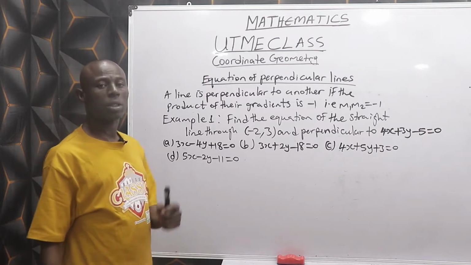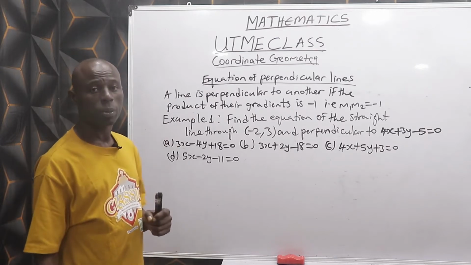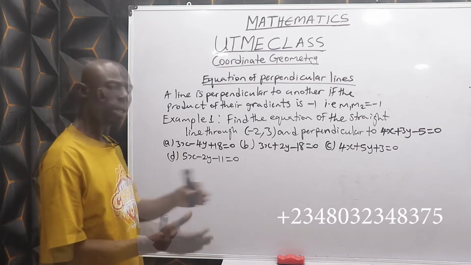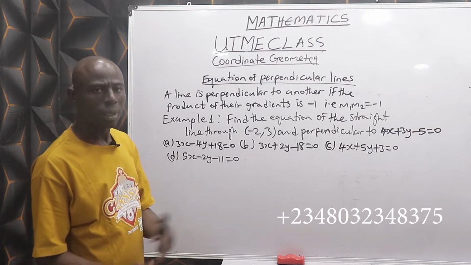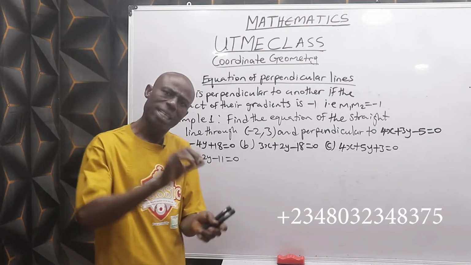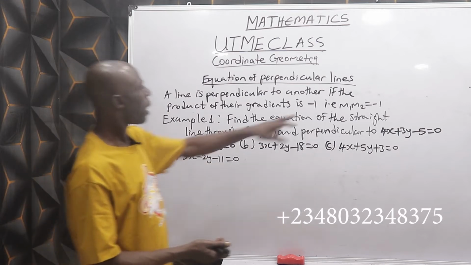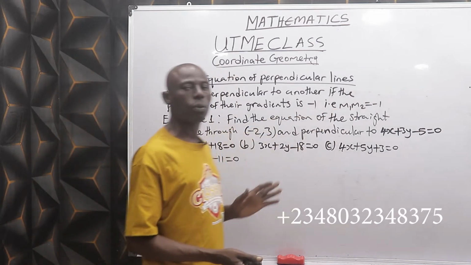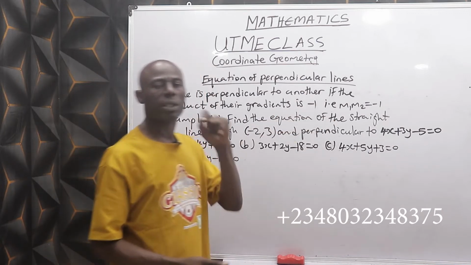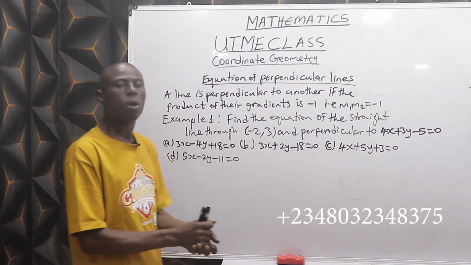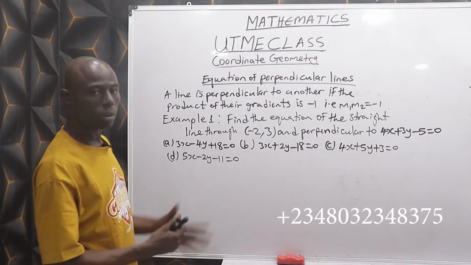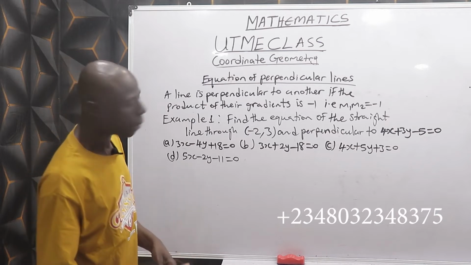We come to another concept, yet under coordinate geometry. Equation of perpendicular line. When a line is perpendicular to another, that means the product of their gradients is -1. M1 M2 equals -1, where M1 is the gradient of the first equation and M2 is the gradient of the second equation. The multiplication of the two of them will give -1 if and only if one is perpendicular to another.